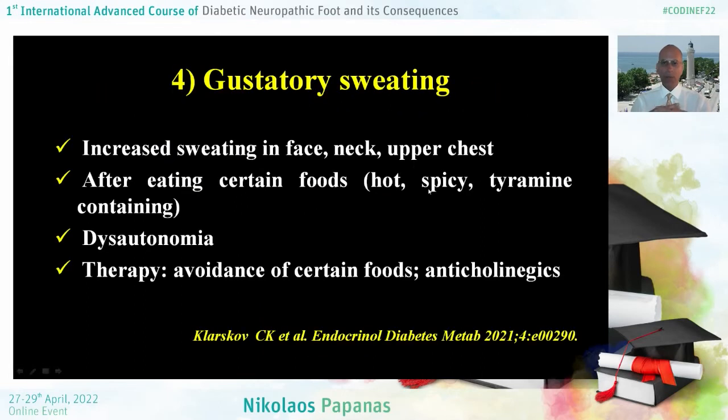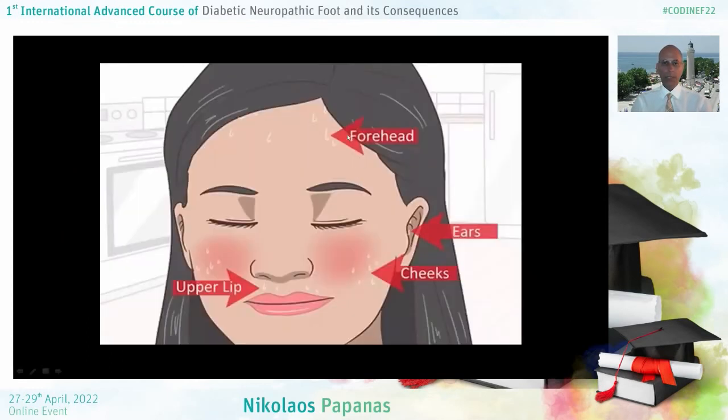Which brings us to number 4, a traditional complication of neuropathy, which is not relevant to the foot, which is gustatory sweating. Gustatory is a Latin word like gastronomy, so it refers to food. So there's increased sweating in the face, in the neck, and in the upper chest, which occurs after eating certain foods which are hot, spicy, or Chinese. It is a measure, or rather an index of dysautonomia, and therapy includes avoidance of certain foods or even anticholinergics. So you see this scheme with increased sweating in the forehead, in the cheeks, and in the upper lip.